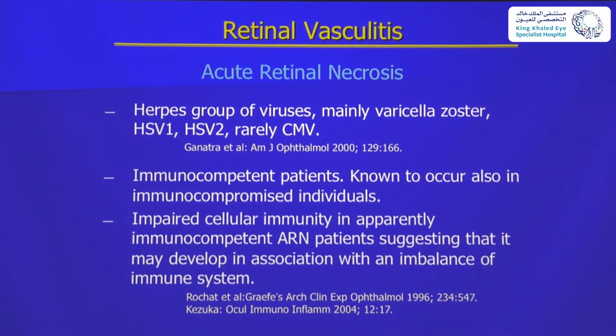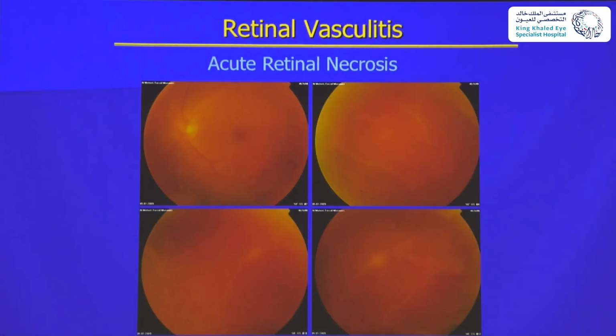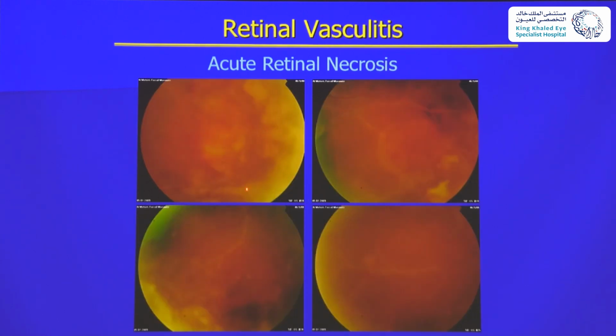Acute retinal necrosis is another condition that can be associated with retinal vasculitis. It is caused by the herpes group of viruses. It is a disease of immunocompetent individuals, but can affect immunocompromised individuals. So the patient can have peripheral necrotizing retinitis, and here the vasculitis is mainly arterial. It is an occlusive type of retinal arteritis. You can see here the necrotizing retinitis in the periphery. It is confluent, and the vasculitis involves retinal arterioles.